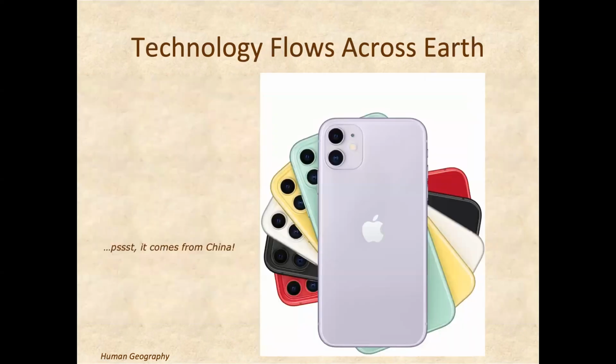Okay, think about the idea of the iPhone. This is an image here of the iPhone 11, the newest iPhone that there is. And I'm sure there's going to be an iPhone 12 or 13 or whatever they're going to call it next. In any event, it comes from China. While the software and the ideas are in Cupertino, California, the phone itself is built and assembled there. So we're talking about technology flows across Earth space.